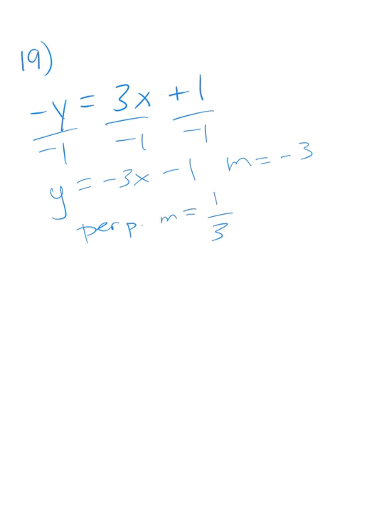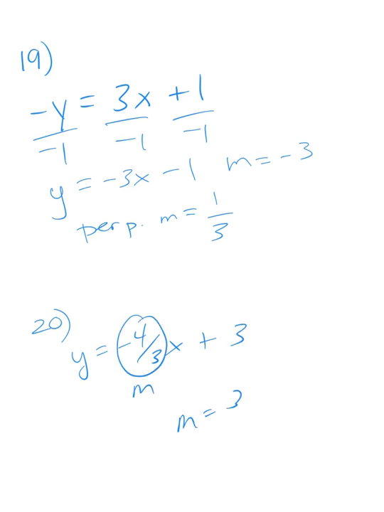Can I try number 20? Sure. 3 over 4? Yes, because what's the current slope? Negative 4/3. So this is the current slope. The new slope is 3 over 4.